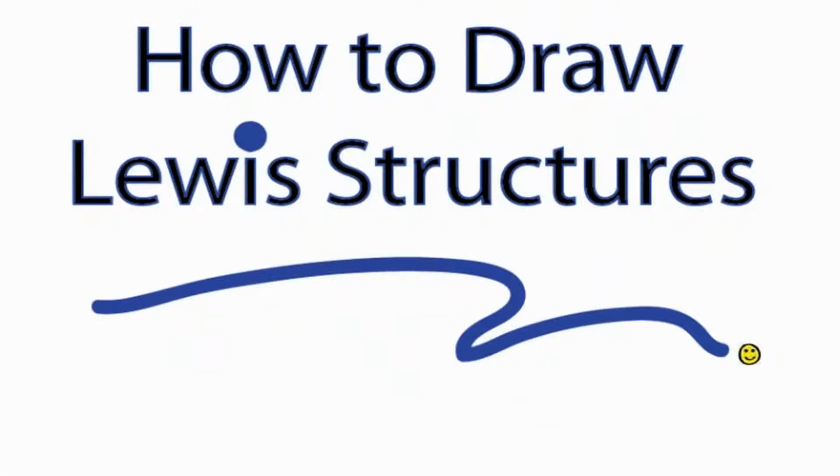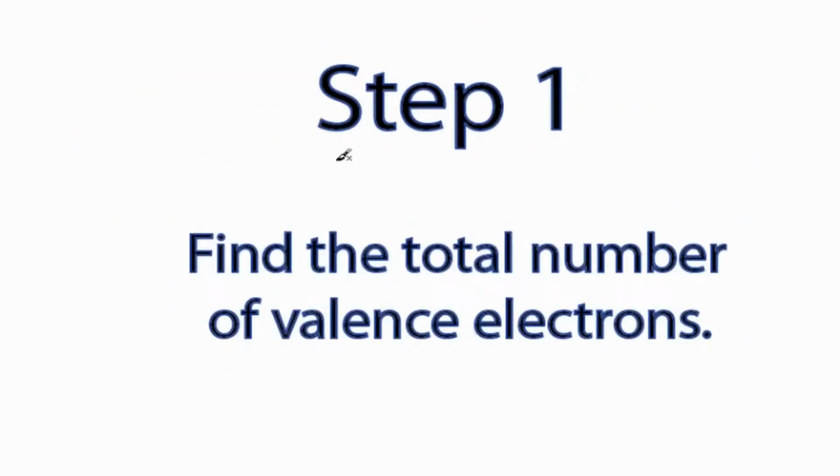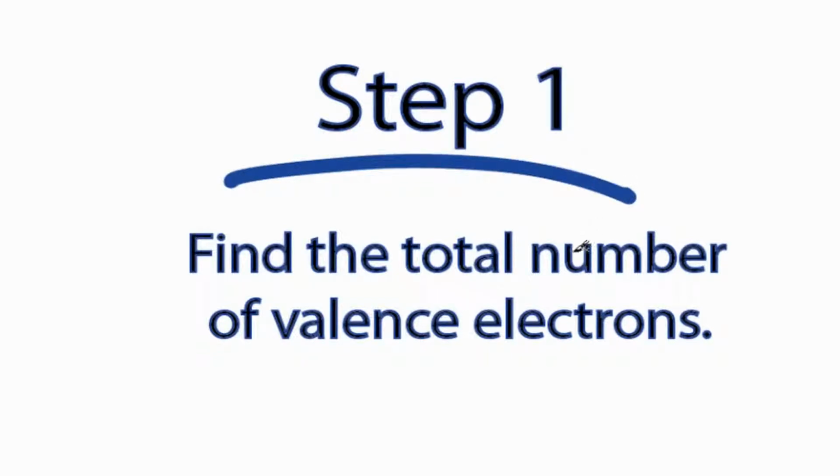At the end of this video, you'll be a pro at drawing the basic Lewis structures. There really are only 5 main steps that you need to know. Let's get started. Step 1. Find the total number of valence electrons for the molecule you're drawing the Lewis structure for.